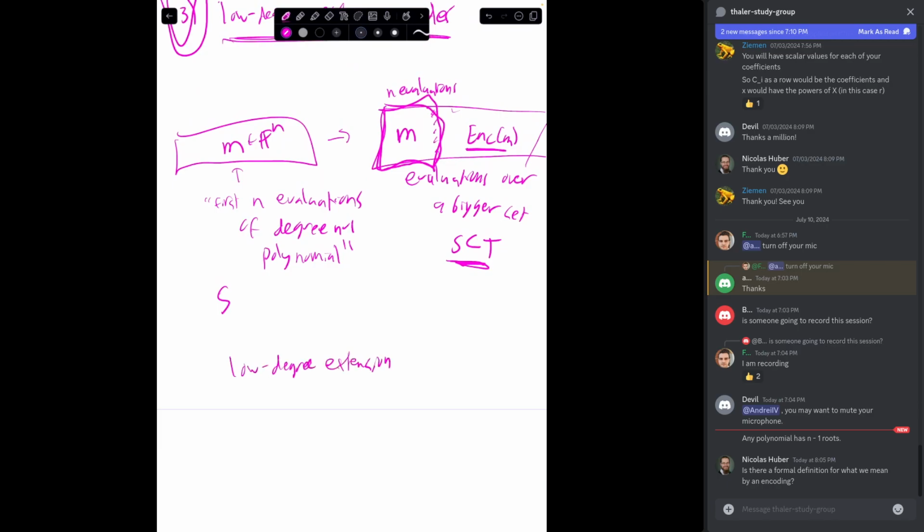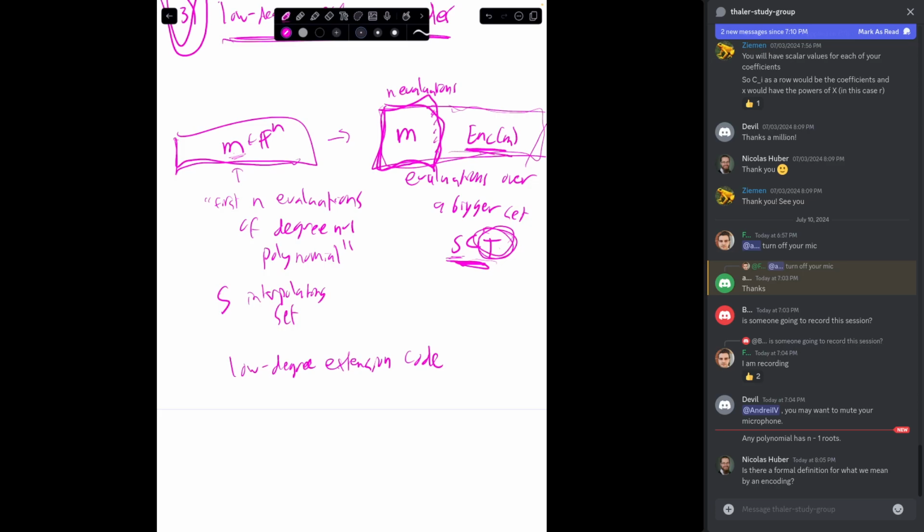You think of it as taking the message M and extending it to a bigger vector by evaluating the polynomial corresponding to M at strictly more points. So T has S as a subset, and S is the interpolating set.